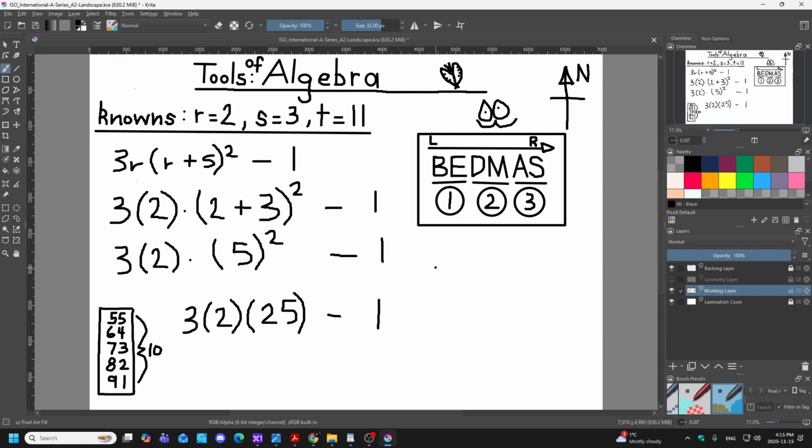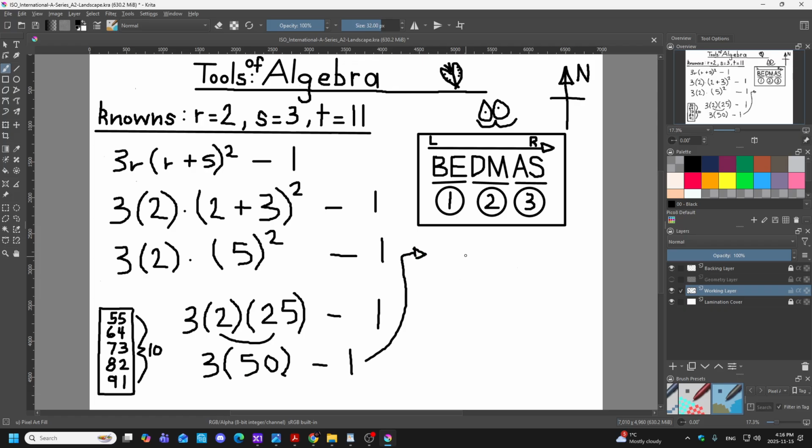25 times 2, if you think of money, 2 quarters is 50 cents, right? Doesn't matter where a decimal is, boys and girls, it's still a 50. So I have 3 times 50. This is what I've done: 3 times 50. Subtract 1.